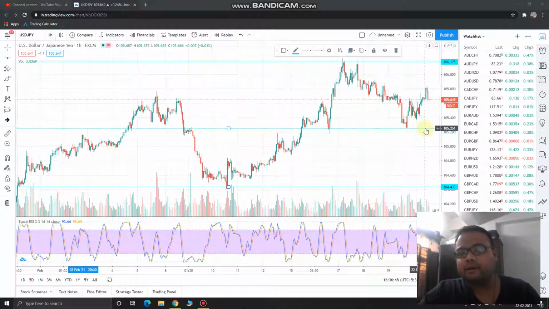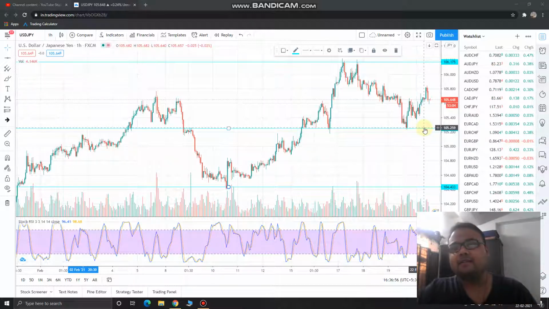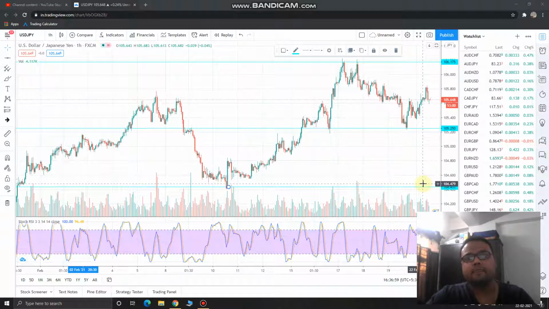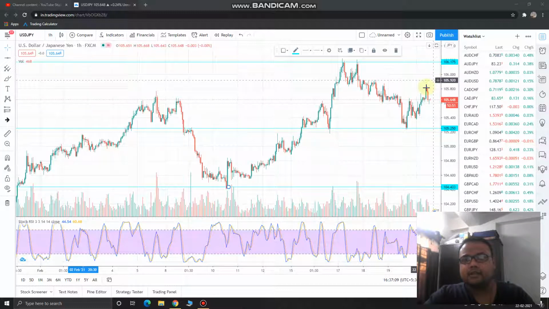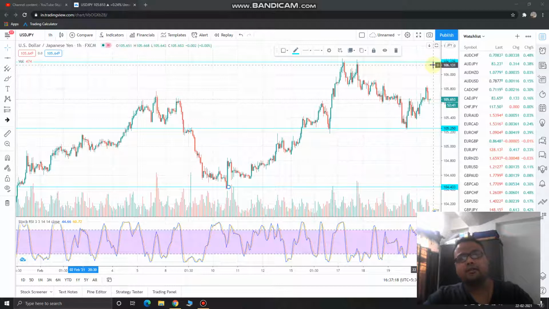If it bounces from this level, you can buy. If it breaches or breaks the level or gives a breakdown from here, you can short the market. This will be your target. Okay, and in case there is a big fall, then this should act as a support. In case it starts moving upward, then 106.17 will act as a resistance. If it cannot break the level, then it will reverse from there. You can short the market. If it breaks the level, you can go long.